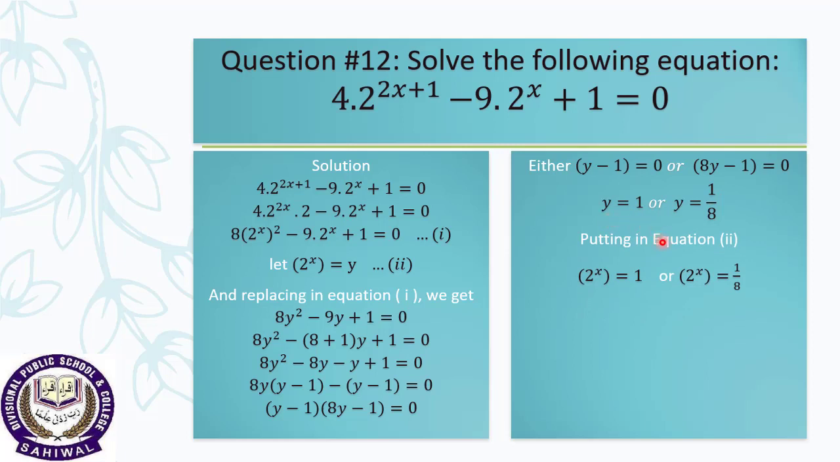Putting this in equation 2, we get 2 raised to power x is equal to 1 or 2 raised to power x is equal to 1 by 8. This 1 can be written as 2 raised to power 0, and this 1 over 8 can be written as 1 over 2 raised to power 3, or 1 over 2 the whole power 3, or 2 raised to power minus 3. So solving them for the value of x, we get either x is equal to 0 or x is equal to minus 3. So the solution set is 0 and minus 3 enclosed in the braces.